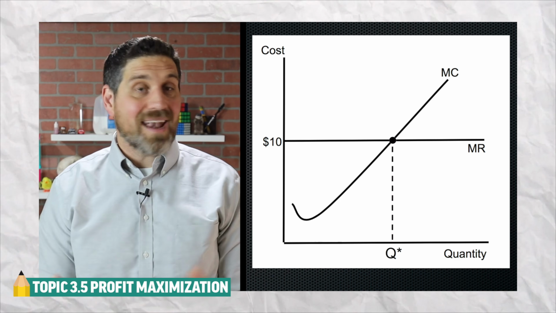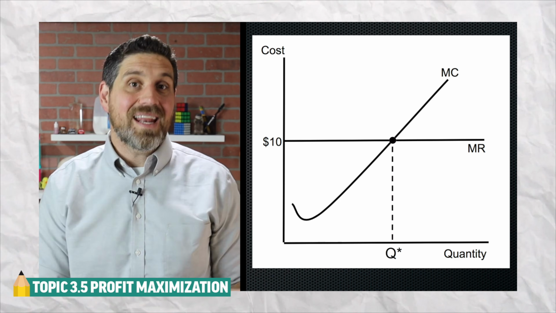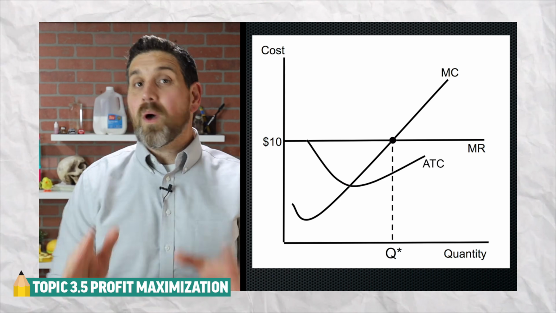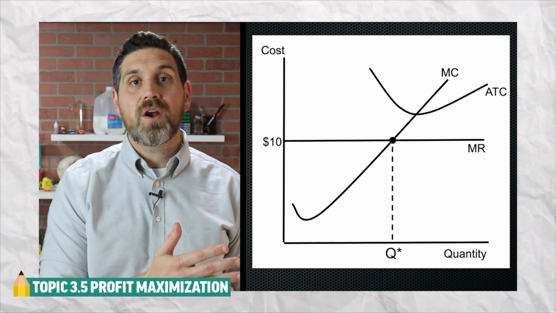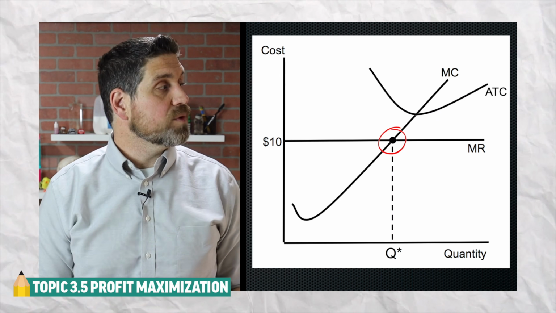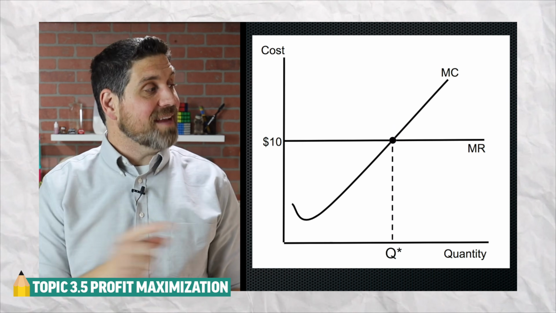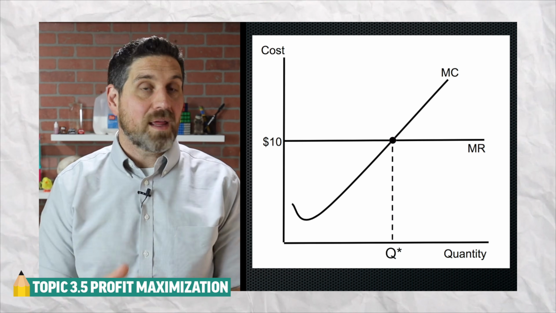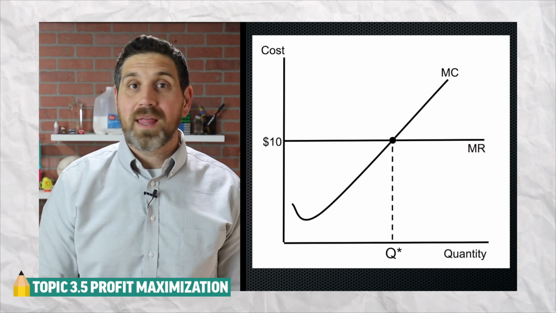Notice that I didn't even add an average total cost curve. You actually don't even need it to figure out the profit maximizing quantity. So whether the ATC is down here or up here, you're still going to produce where MR equals MC. I'll say it again, you don't need the ATC to figure out the profit maximizing quantity, but you do need it to actually calculate the profit.